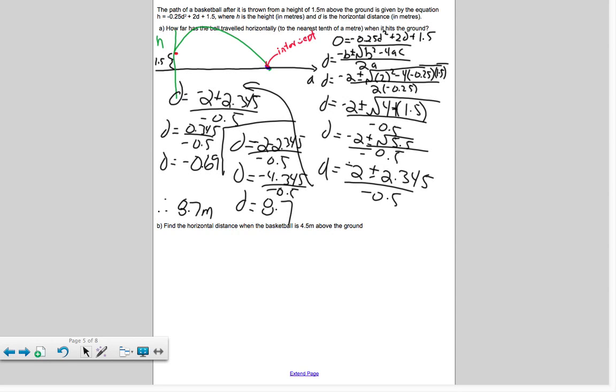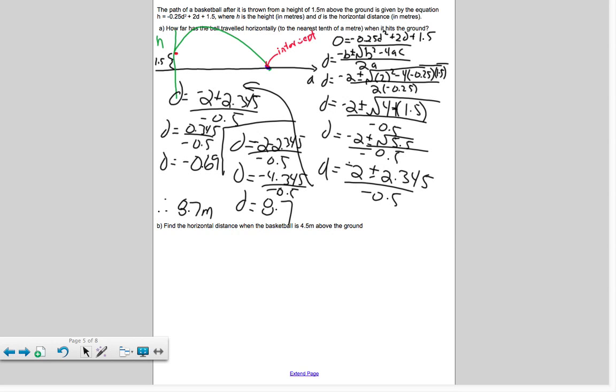Dividing by negative 0.5 is the same as multiplying by negative 2. Divide by a half is the same as multiply by 2. So that's how I got 8.7. Good enough?